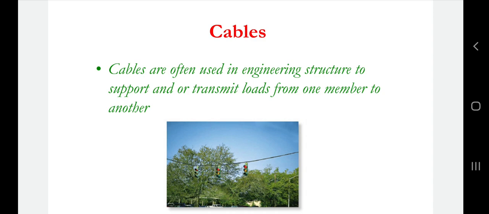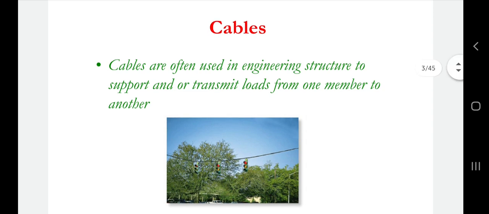Cables are often used in engineering structures to support and or transmit loads from one member to another. And while you go into the detail of the theory, you will know that cables sustain or transmit the load only in tension. And we'll have two types of cases: cables subjected to concentrated loads and cables subjected to uniform loads, and differently they will be dealt.